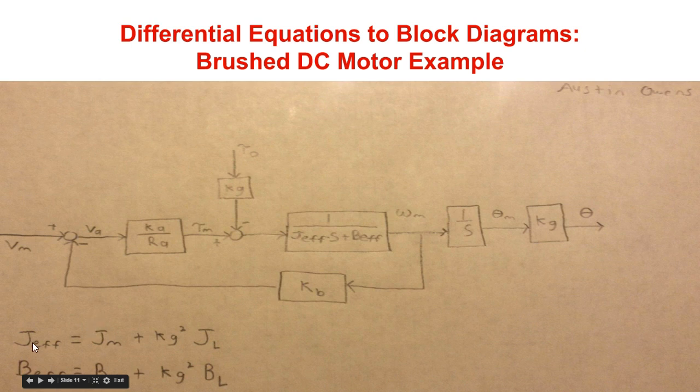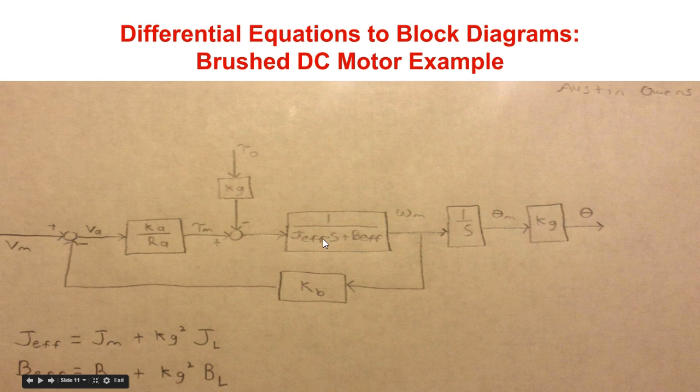J effective is what we named it. The algebra turns out to be something like this, where you have JM plus the gear transmission squared times the polar moment of inertia at the end of the link axis. So, polar moment of inertia of the motor plus kg squared times polar moment of inertia at the link axis, because there's going to be a different polar moment of inertia at the end of the gearbox than at the beginning of the gearbox. And you're just adding those together to get your total polar moment of inertia. Same with the viscous friction. And that's what this becomes.